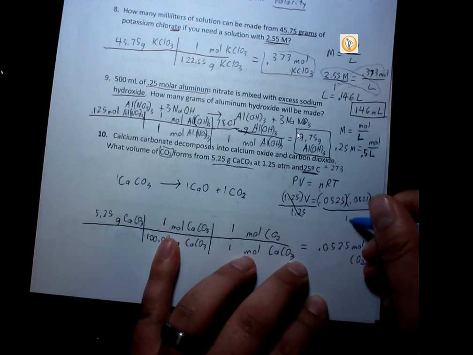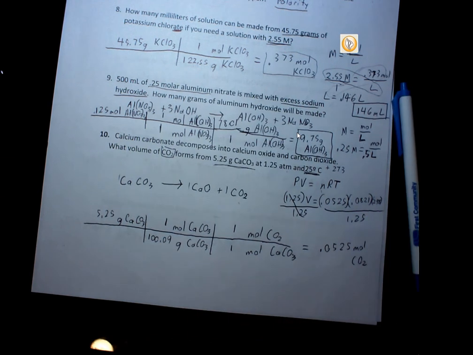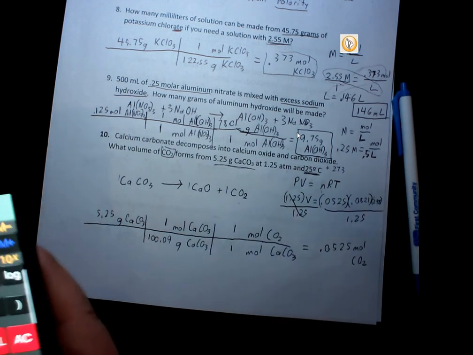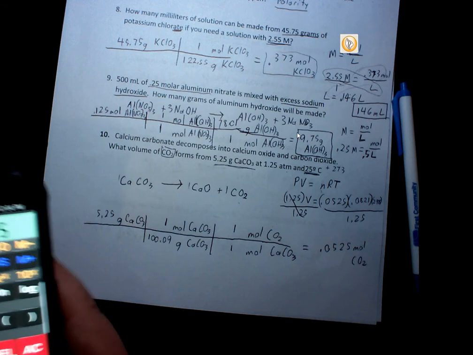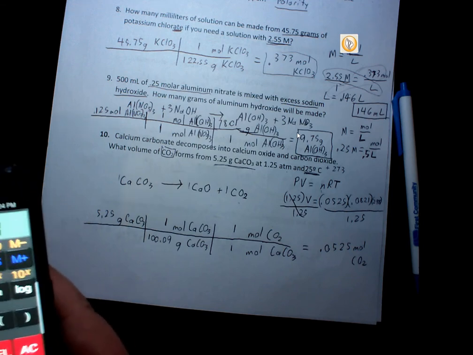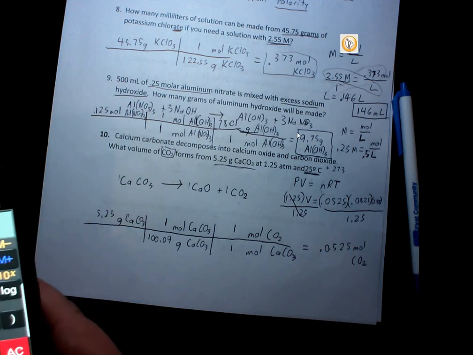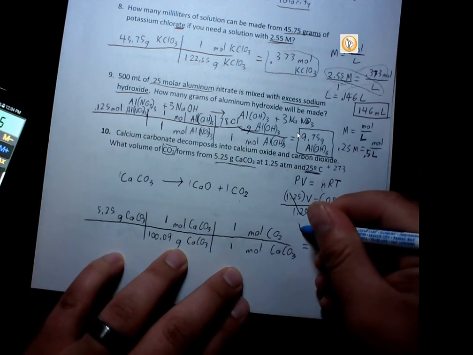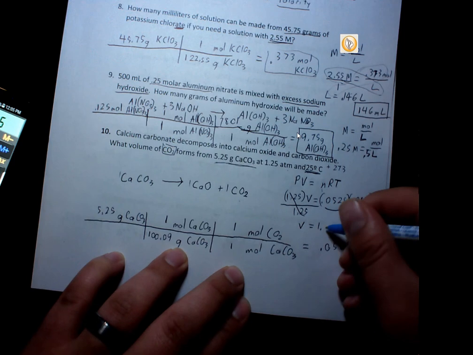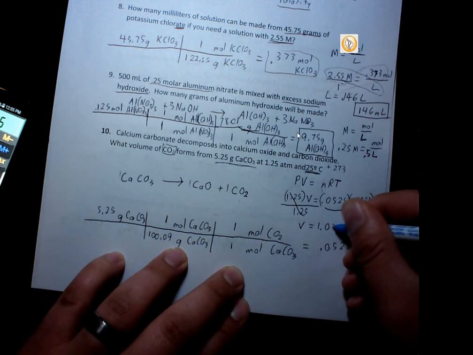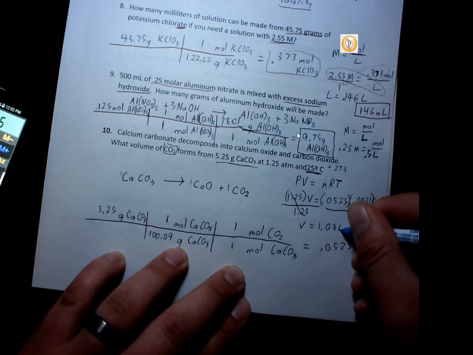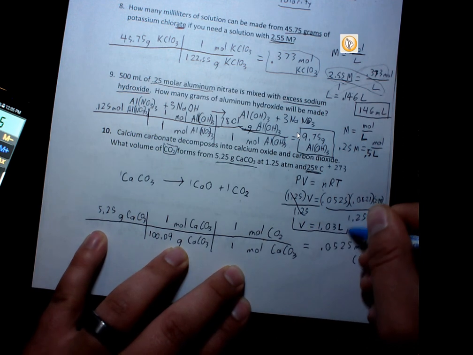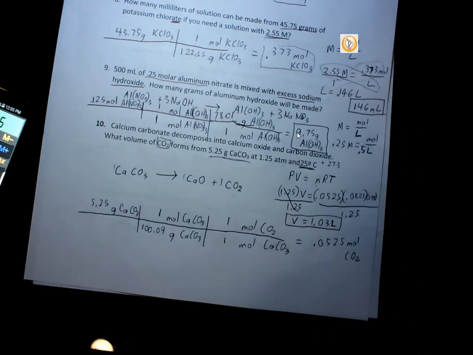Now all we have to do is really type that in. So 0.0525 times 0.0821 times 298 divided by 1.25. Our final volume comes out to 1.03 liters, because volume is always in liters for our ideal gas laws. So that was a tough one, but that is it now for page 2. See you in the last video.